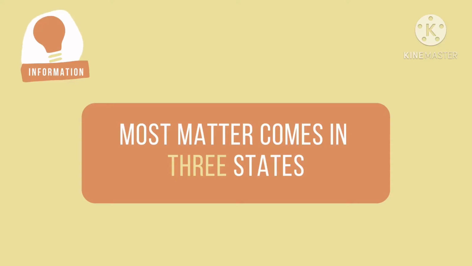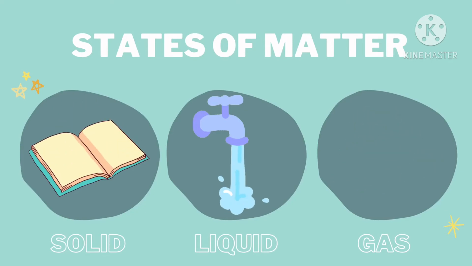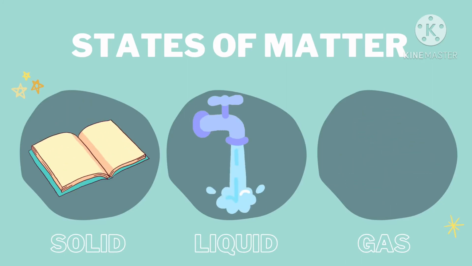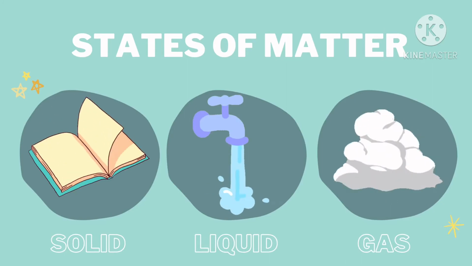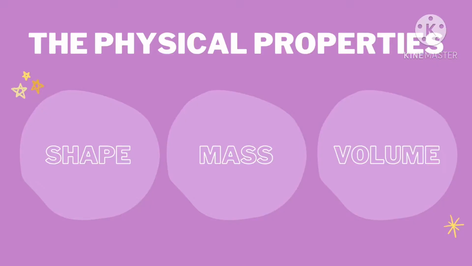Matter can be grouped into three main states: solid, liquid, and gas. To figure out which state of matter something is in, we need to examine its properties. A property is the way that something is that we can measure. The physical properties we will look at to determine the state of matter are shape, mass, and volume. Mass is the amount of matter in an object, and volume is how much space that matter takes up.